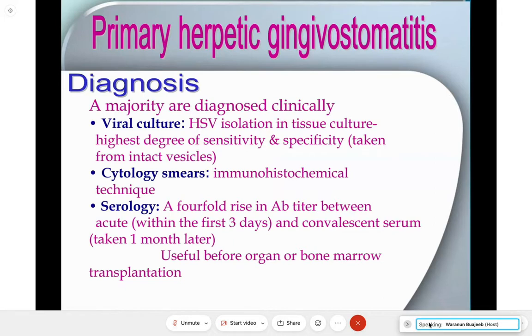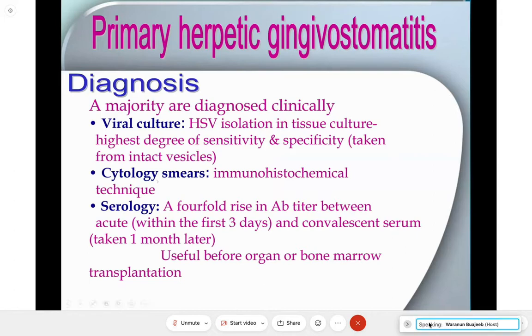But if you would like to confirm the diagnosis, what we can do is viral culture: isolation of herpes simplex virus by smear from an intact vesicle. Normally, it's very difficult to find intact vesicles in this disease. But if you luckily find one, you have to open the vesicle and take tissue from the base and send for viral culture. It may take at least 1 week to know the result.